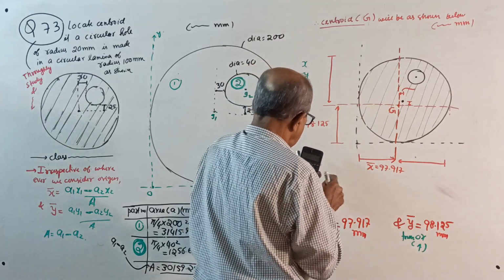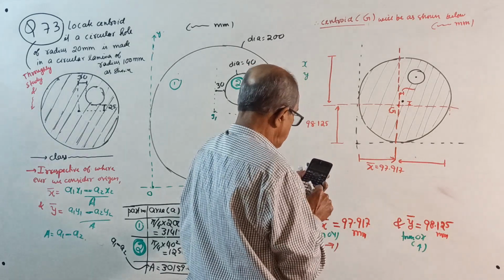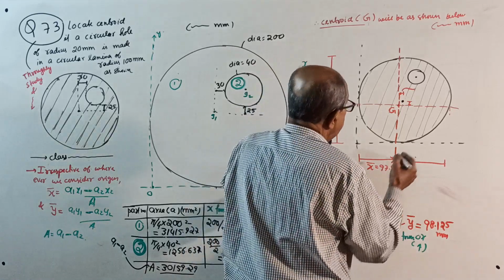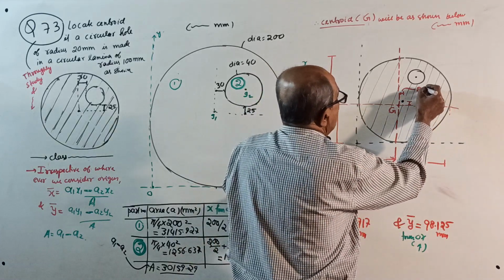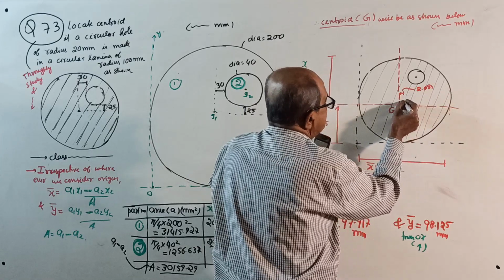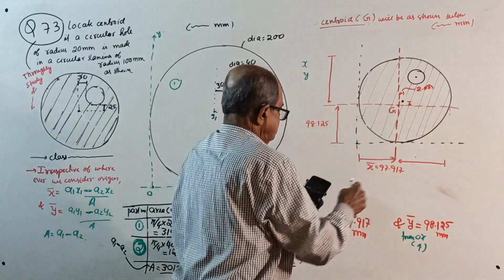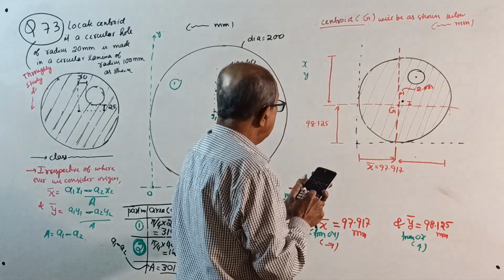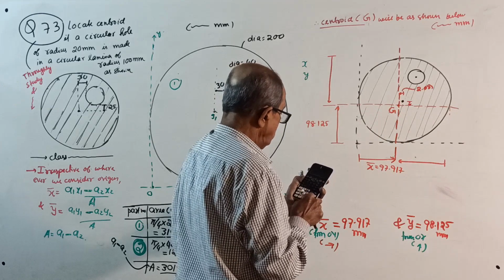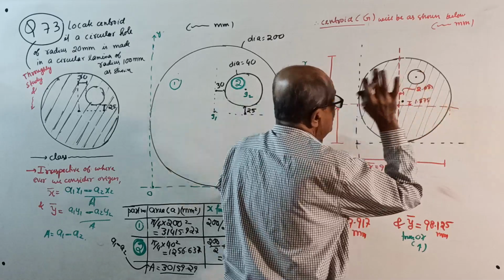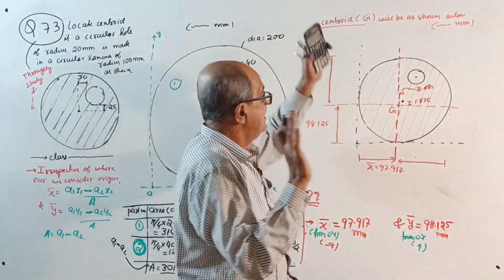Sorry, the calculator is not on. 100 minus 97.917 is 2.083. So 2.083, and from the center of the circle, on the downside you have to come by, from 100 subtract 98.125, that is 1.875. You make a note.